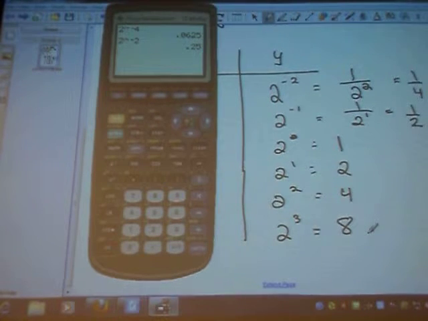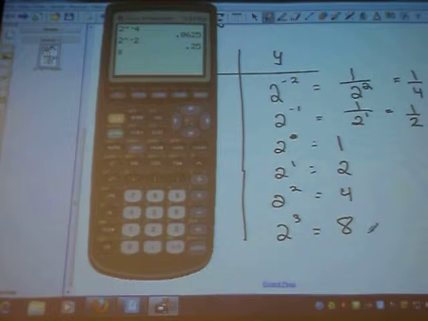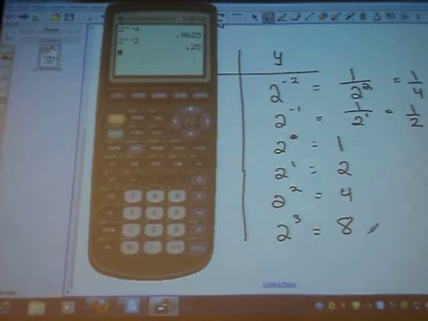Okay? Now, the number 2 here is what we're multiplying by. So we're doing 1/4 times 2 is 1/2. 1/2 times 2 is 1. 1 times 2 is 2. 2 times 2 is 4. Each time we're multiplying by 2. The 2 here would be called the base of our function.